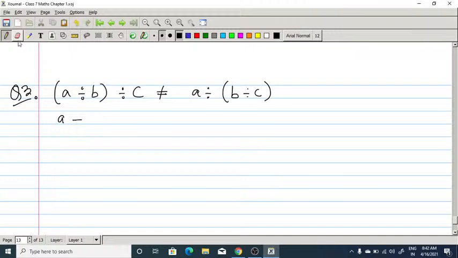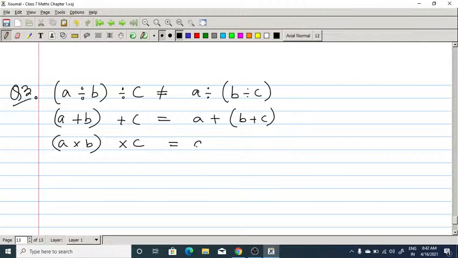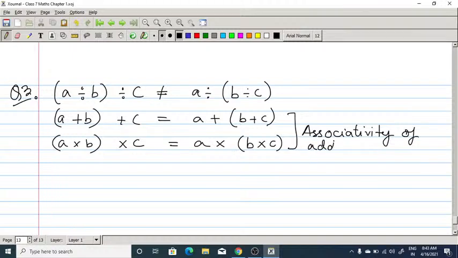Plus and division. If it would have been plus also, then also it would have been equal. But since it is division, it will not be equal. This is called the associativity, or associative law of addition and multiplication.